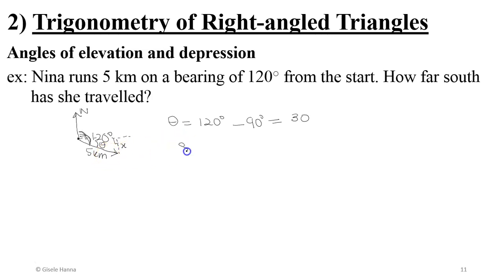So opposite over hypotenuse, that's sine. So sine of 30 is equal to x over 5, and we know that sine of 30 is half. That's relative to the special triangles we just discussed. So it's half equals x over 5. So x would in fact be 2.5 kilometers. So she has traveled 2.5 kilometers south.